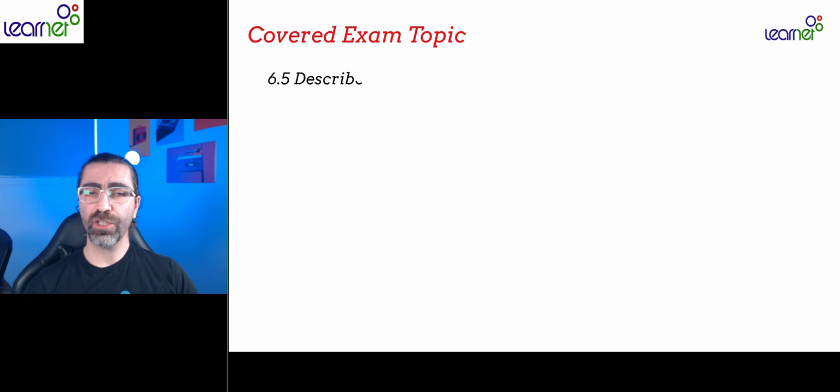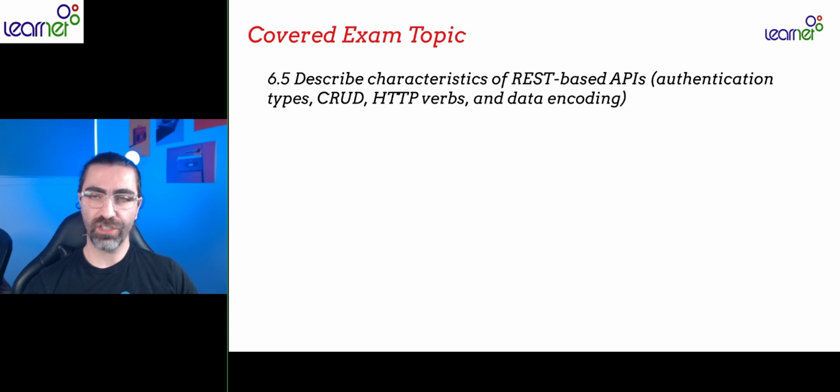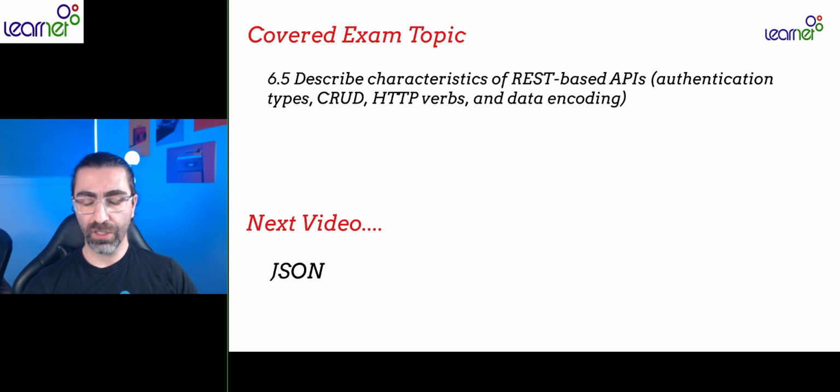All right, guys, this was our today's video. In today's video, we covered exam topic 6.5: describe the characteristics of REST-based APIs, authentication types, CRUD, HTTP verbs, and data encoding. I'll be talking about data encoding in the next video, where I'll be talking about JSON.